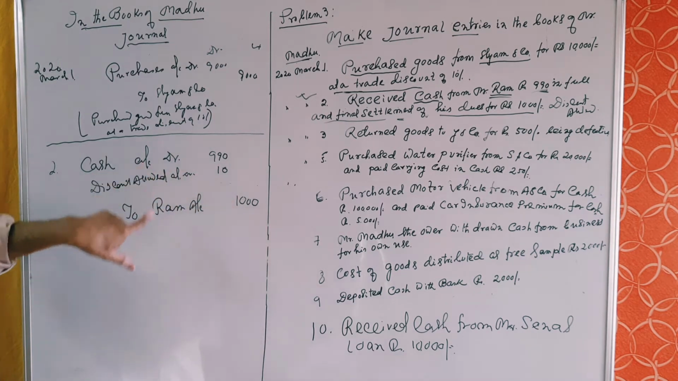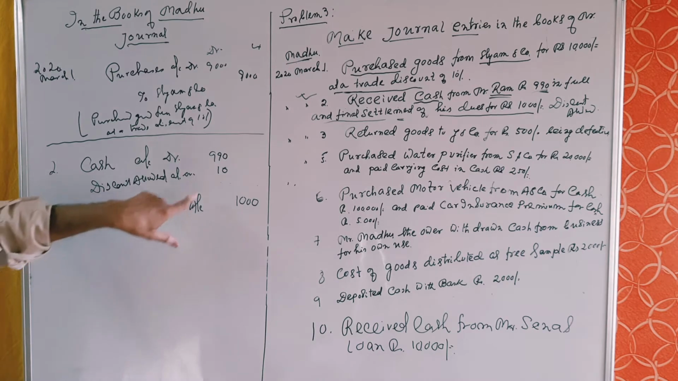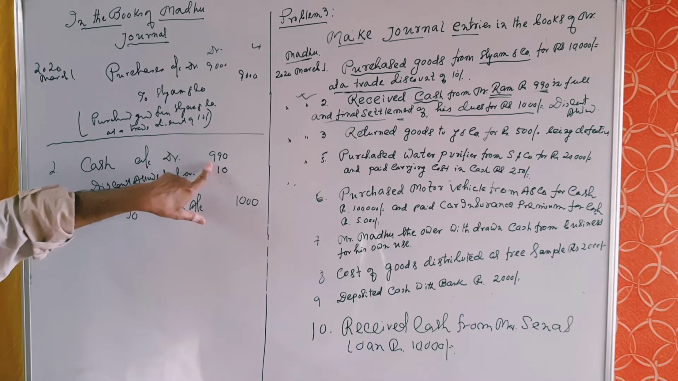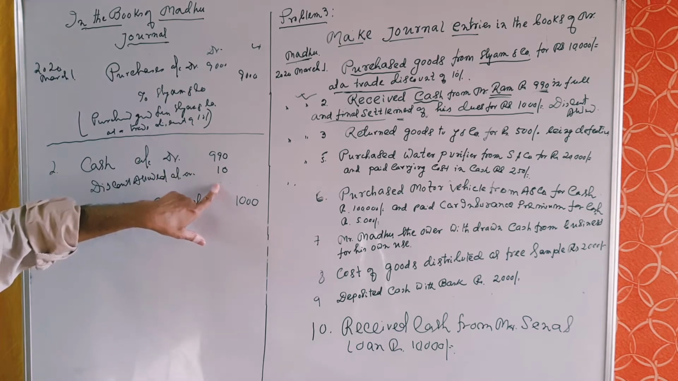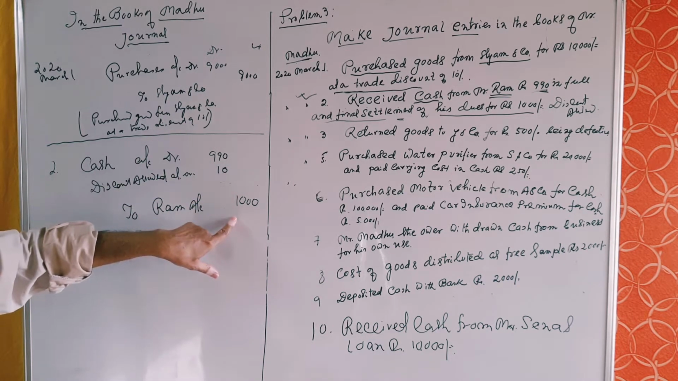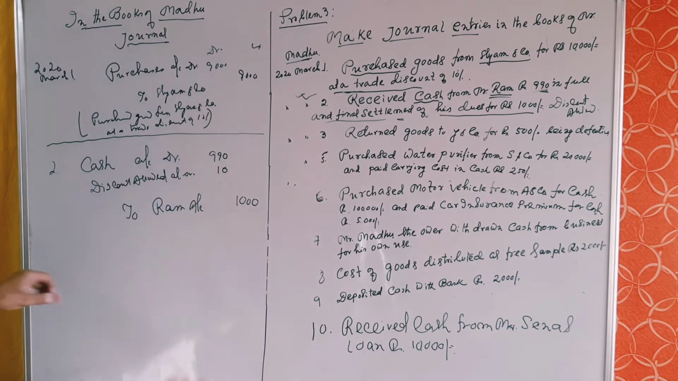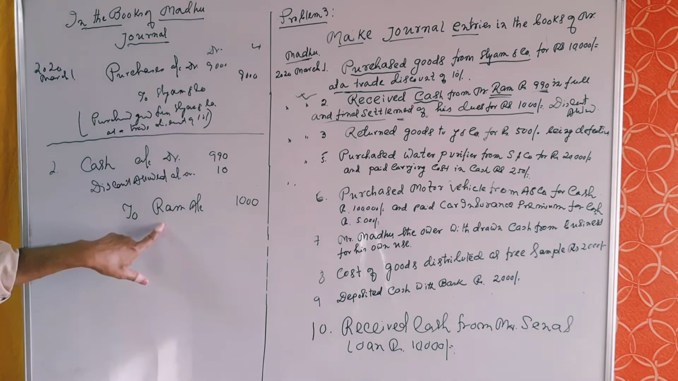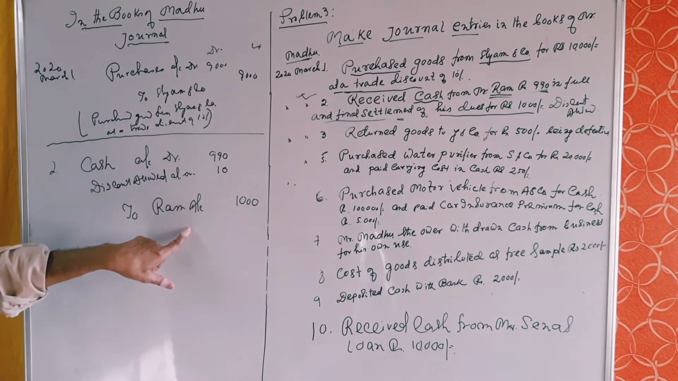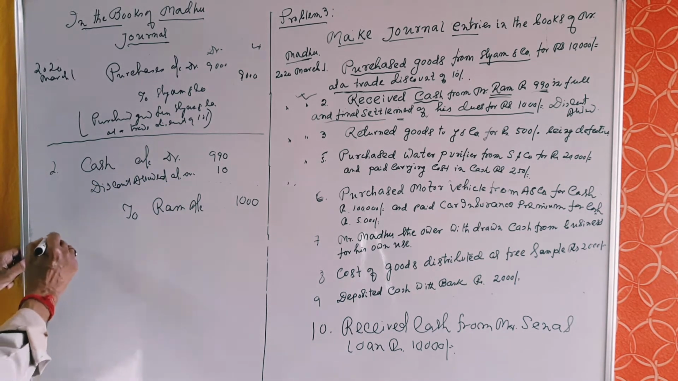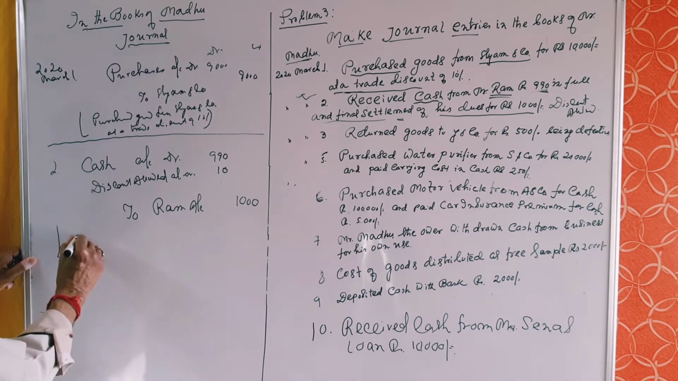So what is the journal entry of this transaction? Cash account debit rupees 990, discount allowed account debit 10, and to Ram account 1,000. So this we call compound entry, because there are more than two accounts involved in this transaction. This is an example of compound entry. Okay, so what will be the narration?